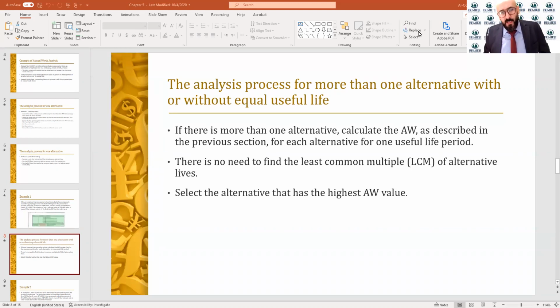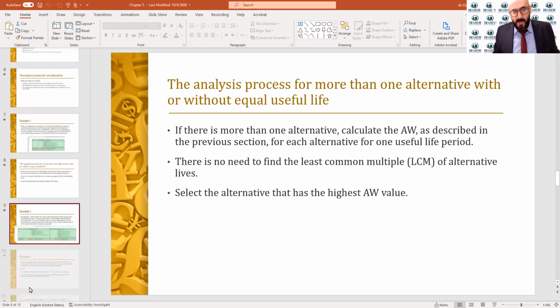There's no need to find the least common multiplier because we're doing it for only one specific period, and this would be a good way to compare alternatives with each other. And then what we do, we select the alternative with the highest annual worth. Let's take a look, and this is good, but we need to apply what we've learned so far.